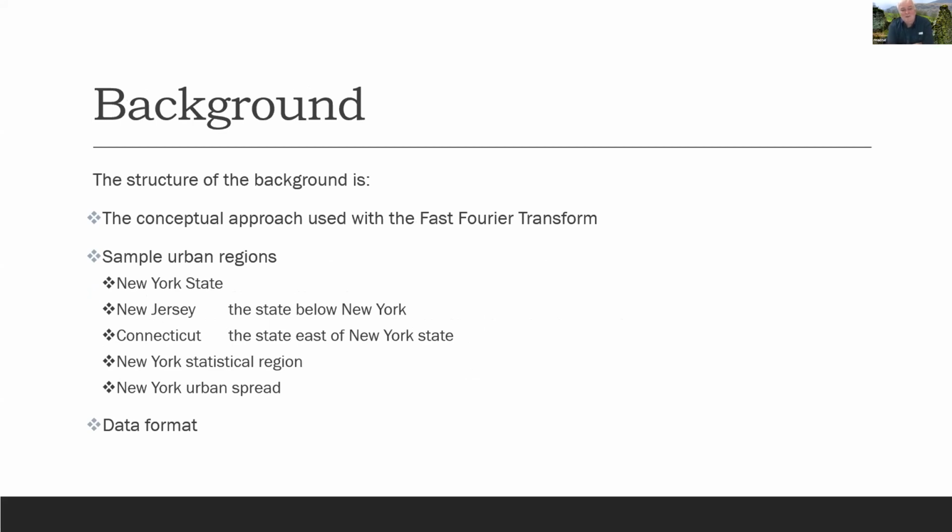So I'll talk very briefly about fast Fourier transforms. I assume everyone understands those. I'm looking at 4 sample areas, starting with New York State. The problem with New York State is it's the one that everyone's been talking about, but New York State is actually really only half the area. We have New Jersey and Connecticut, which make up the New York statistical region. So New York State is 10 million in the city of New York, but the New York statistical region is really about 20 million.